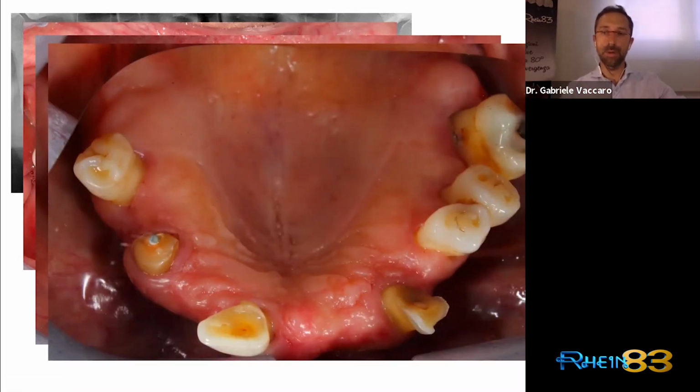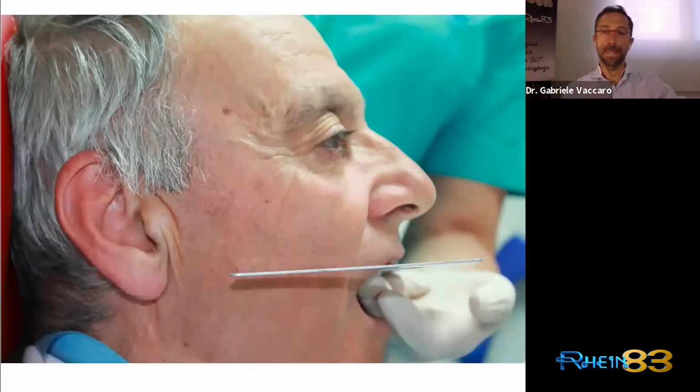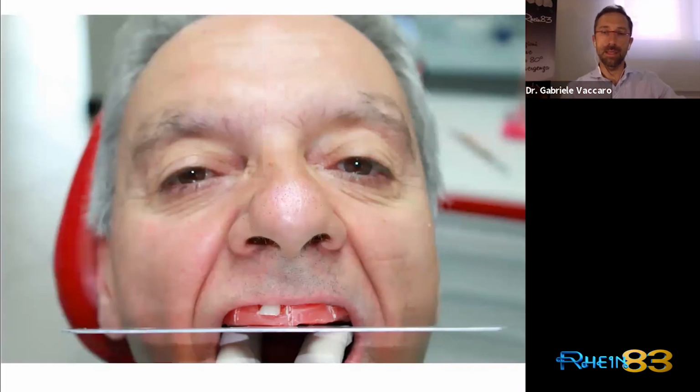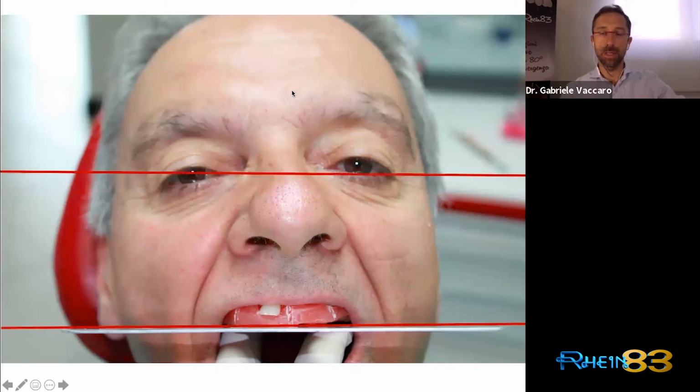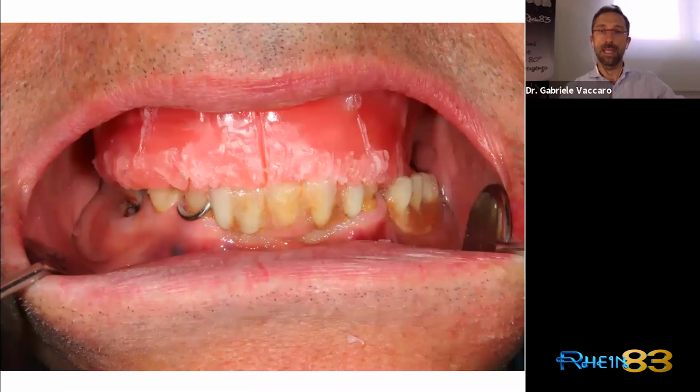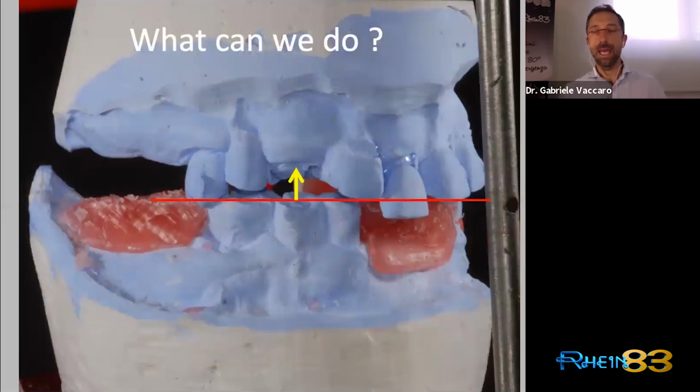And this is the upper arch. So first of all, let's check the occlusal plane with a wax wall, and it must be parallel to the bipupillary line. And after that, we give this information to the lab. In the lab, we have this situation. So what can we do?